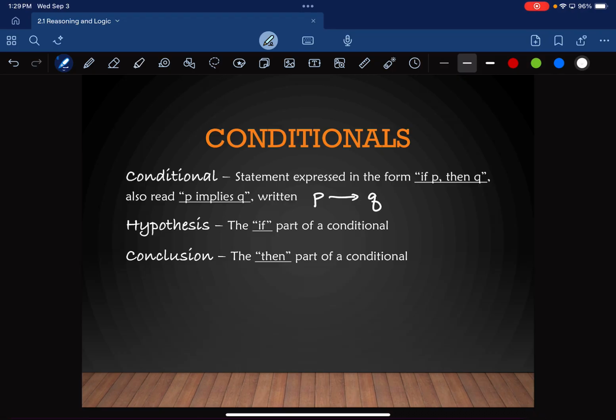The hypothesis is the if part. You know, if this happens, then. If. That's my hypothesis. And then the conclusion is the then part. It's what follows.